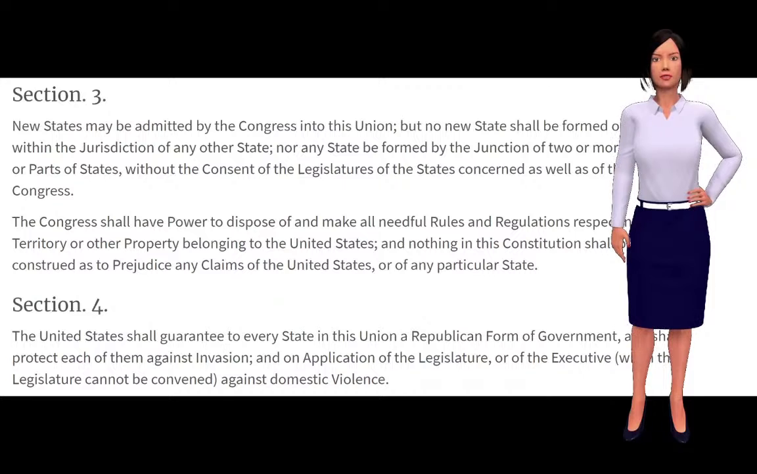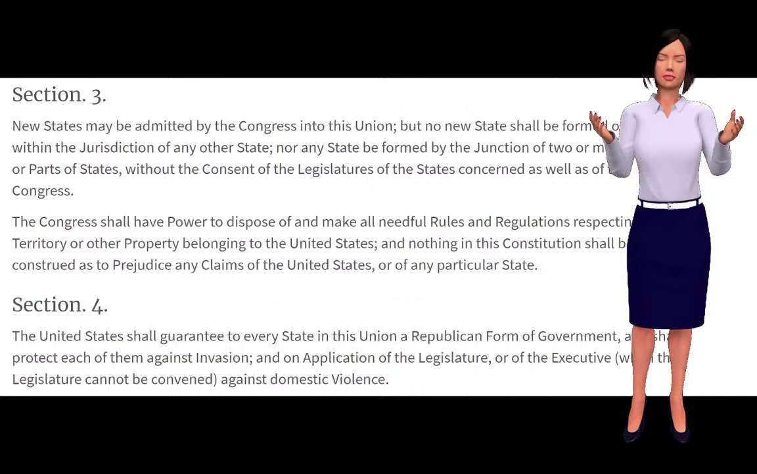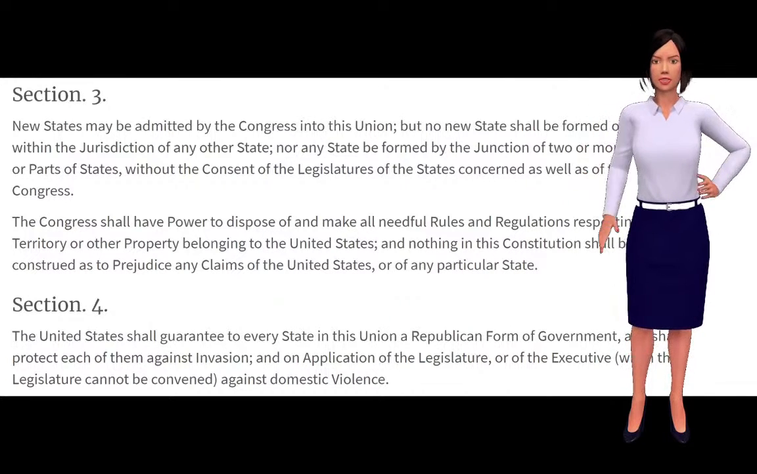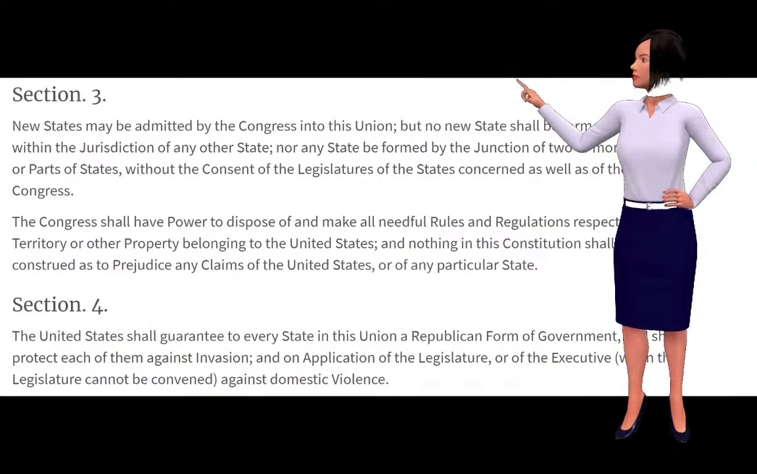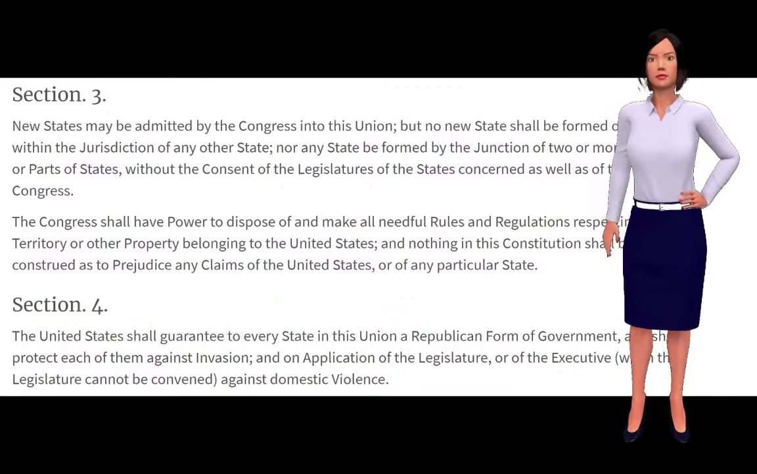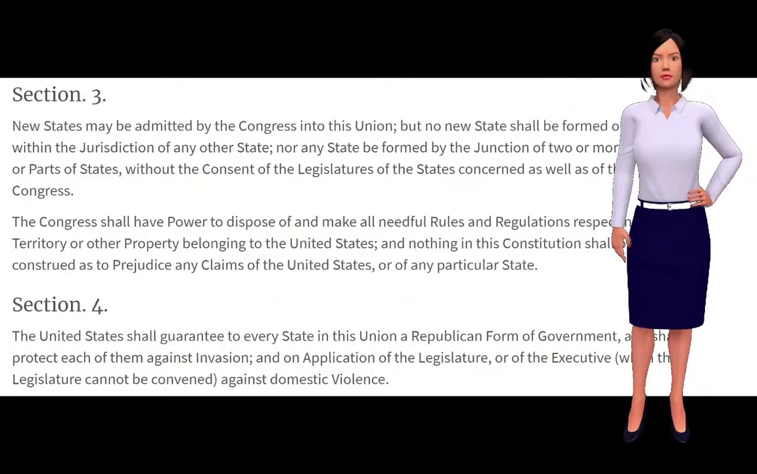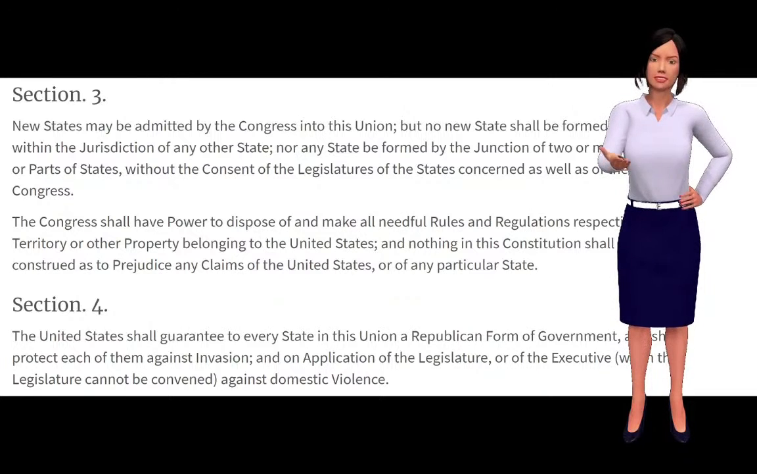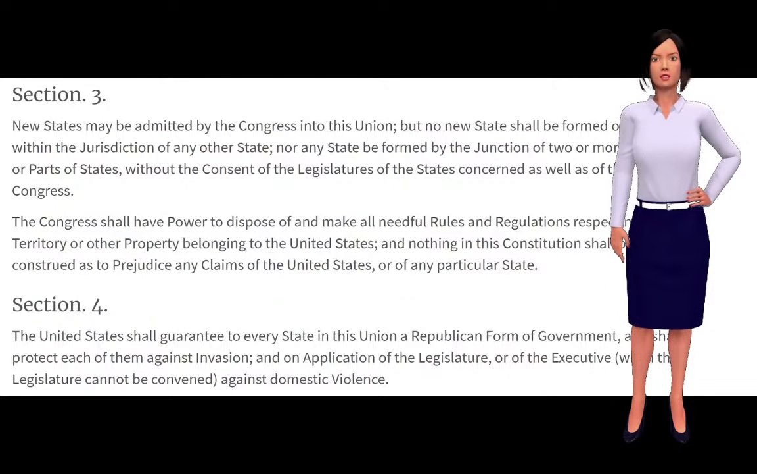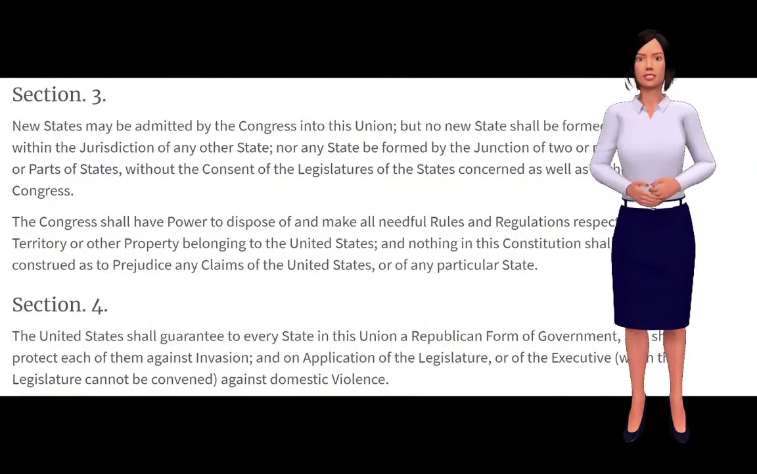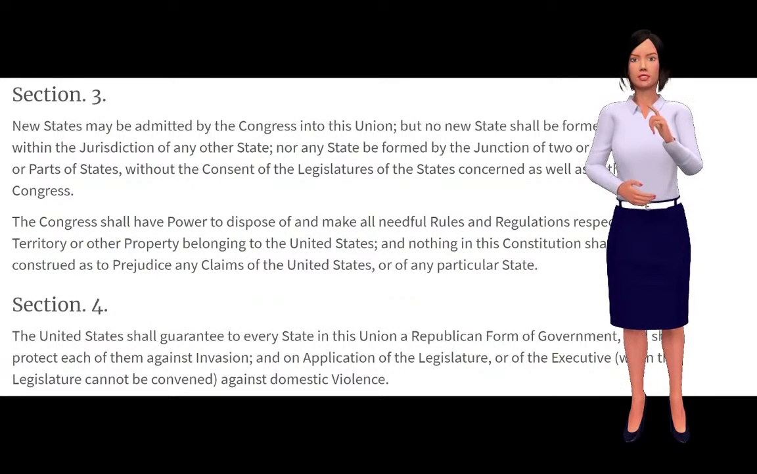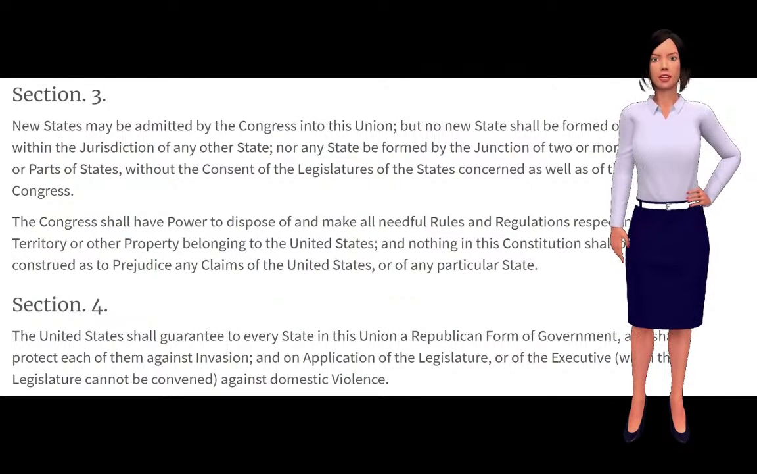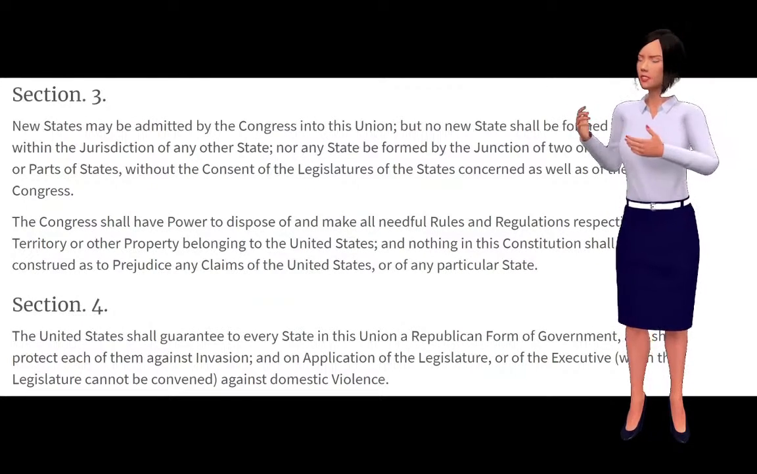Section 3 has 2 clauses. The first clause states that new states may be added to the Union. However, no state shall be formed within another state, and 2 states cannot form together, unless approved by the legislators of the states and Congress. The second clause states the Congress shall have power to dispose of and make all needful rules and regulations respecting the territory or other property belonging to the United States. Section 4 states that the United States shall guarantee to every state in this Union a republican form of government.